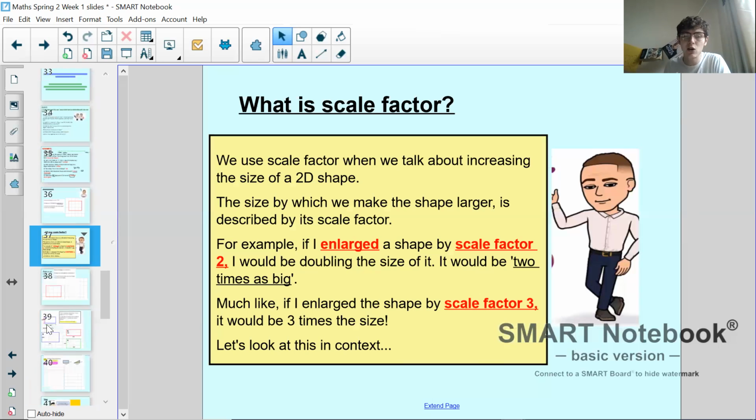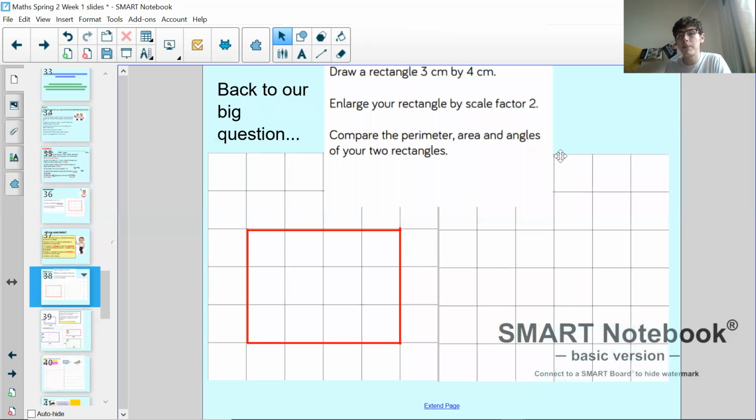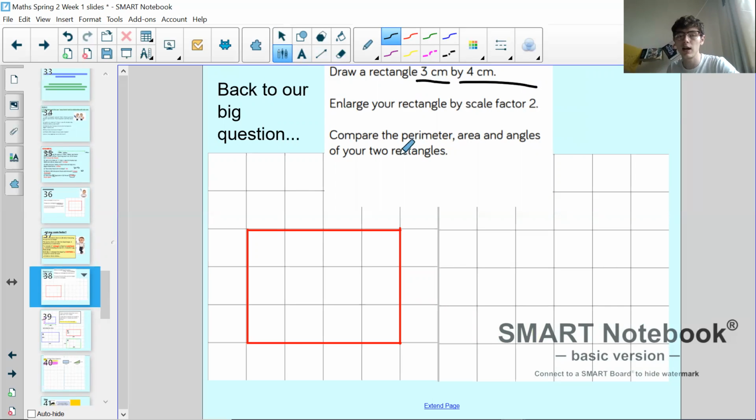So let's look at it back in context again of our big question, okay? So draw a rectangle 3 centimeters by 4 centimeters, okay? So I'll highlight that first of all. As I say, we always like to highlight the key information. So I've got my rectangle. I've got my 3 centimeters here on the side, and then 4 down the bottom here, okay? That's my 4 centimeters. Enlarge your rectangle by scale factor 2, okay?